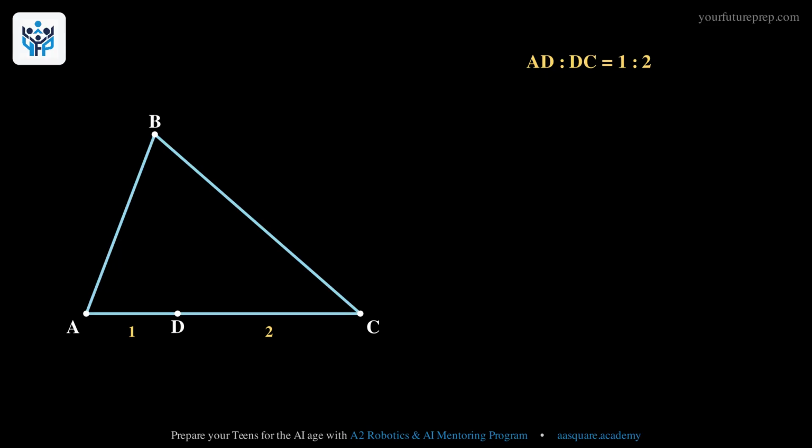Let's draw the picture. Here is triangle ABC. Point D lies on side AC, dividing it so that AD to DC is 1 to 2. So D is 1/3 of the way from A to C.